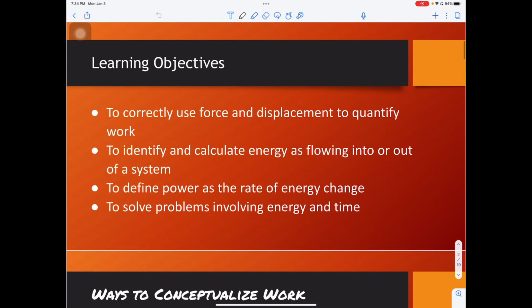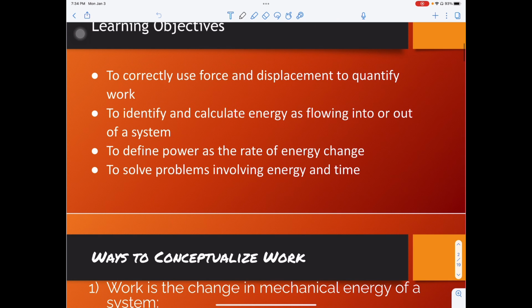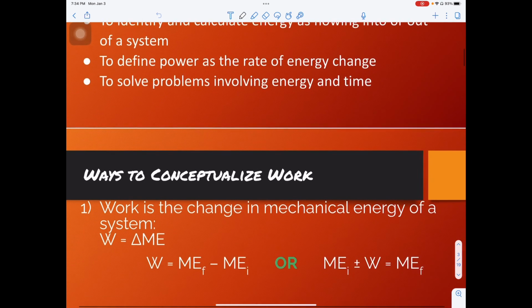And our learning objectives are that we're going to use force and displacement to quantify work. We already know how to do that. We're going to identify and calculate energy as it's flowing into or out of a system. We already know how to do that. We're going to define power as the rate of energy change. This is something new. And then we're going to solve problems involving energy and time.